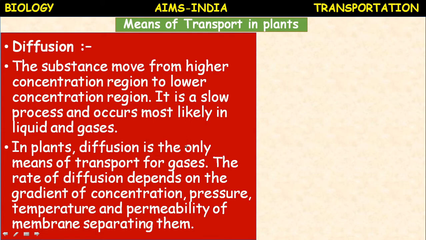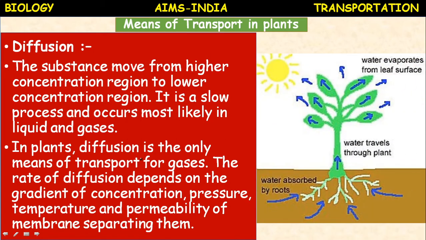In yesterday's class we learned that water enters into the plant by means of osmosis, whereas mineral salts enter by the process of diffusion. You see here, water is absorbed by the roots by osmosis, then water travels through the plant, and water evaporates from the leaf surface by a process called transpiration. This transpiration maintains the continuous column.